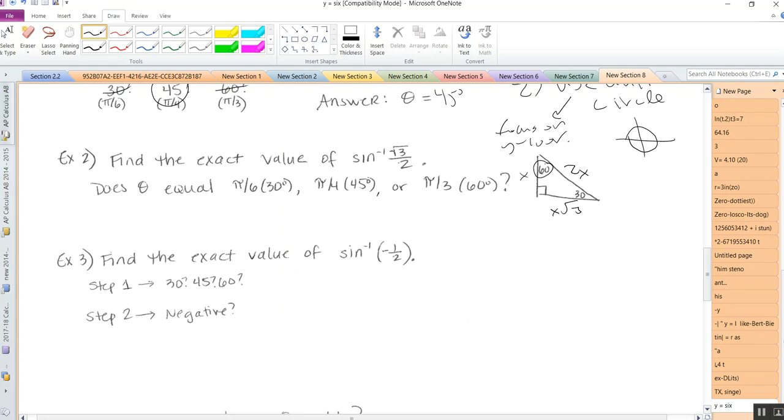But you would see that hopefully 60 degrees would get us root 3 over 2. If you do sine of 60 degrees, that's x root 3 over 2x. You get root 3 over 2. So, yeah, the answer is just going to be that right there.